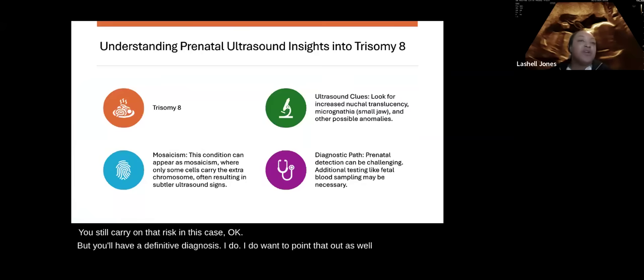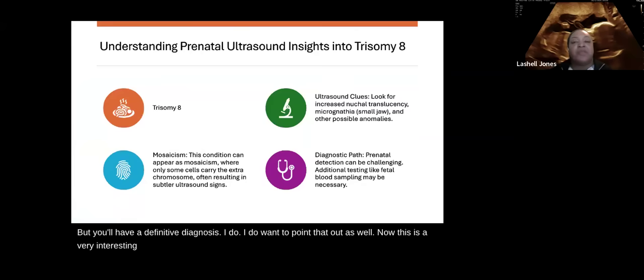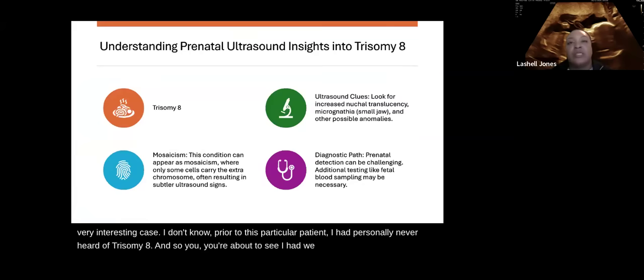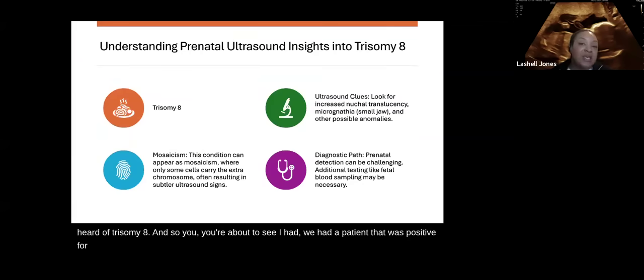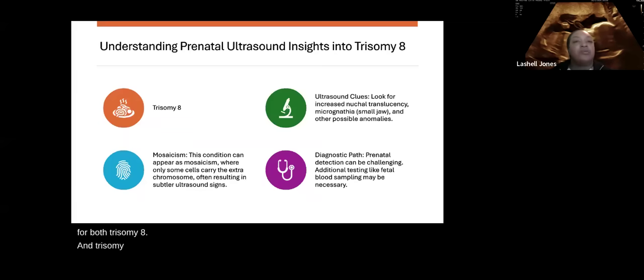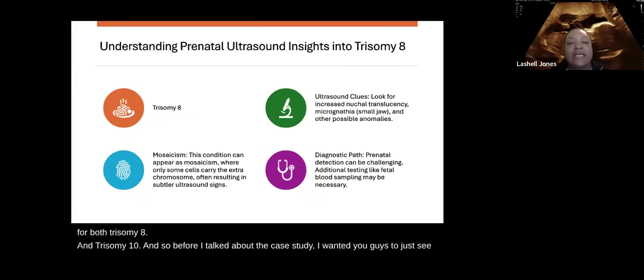Now this is a very interesting case. Prior to this particular patient, I had personally never heard of trisomy 8. And so you're about to see, we had a patient that was positive for both trisomy 8 and trisomy 10. And so before I talk about the case study, I wanted you guys to just see what exactly it is.